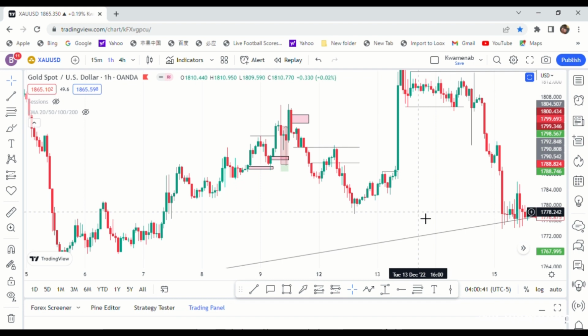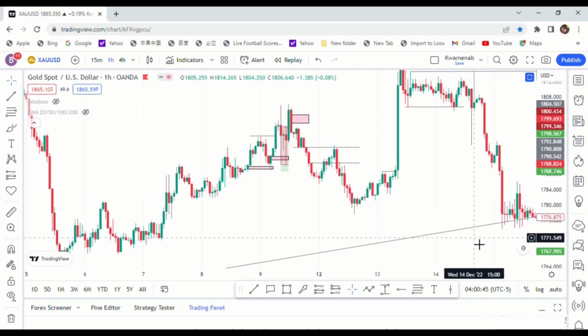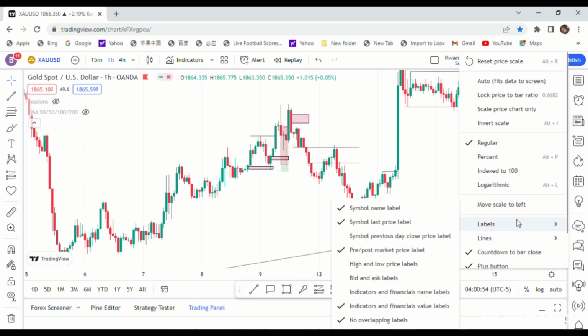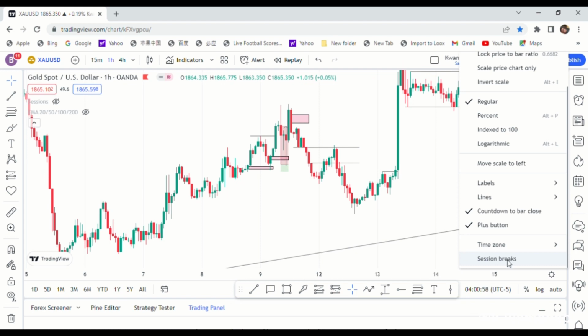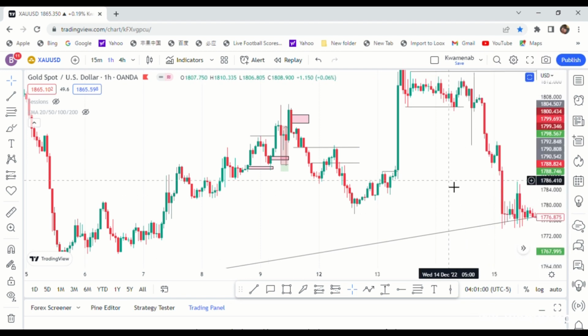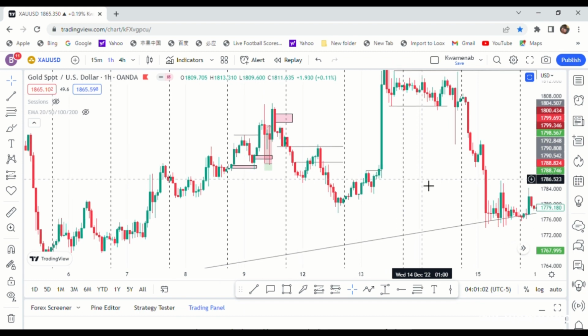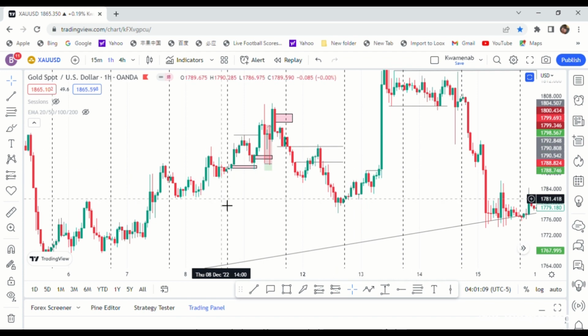So if you're on Trading View, if you don't know what platform this is, this is Trading View. Okay, so if you're on Trading View, you just go to the settings on the right corner of your screen. You tap on it, you scroll down, you see session breaks. You click on session breaks and it's going to separate your charts and show you what goes on in each day. So we can see the lines on the charts right now, and every line shows a new day.